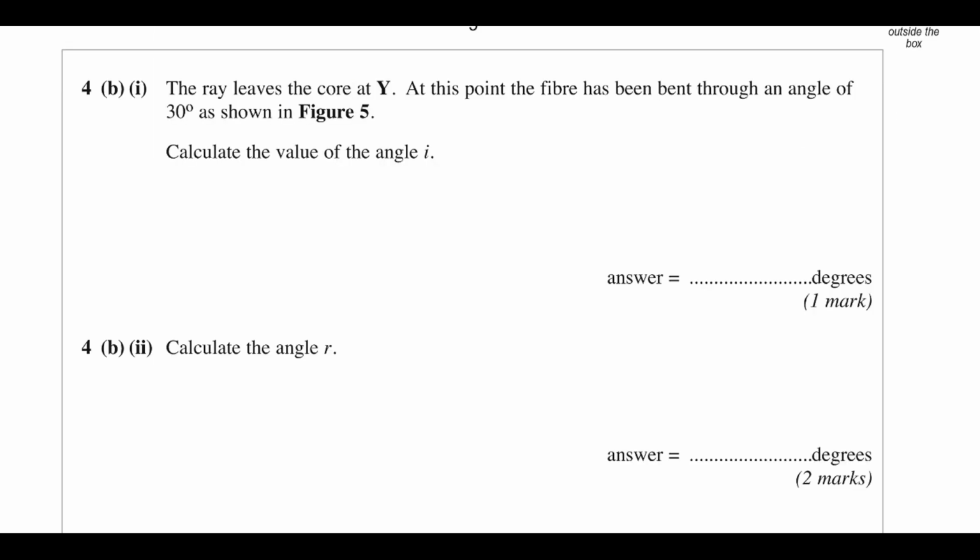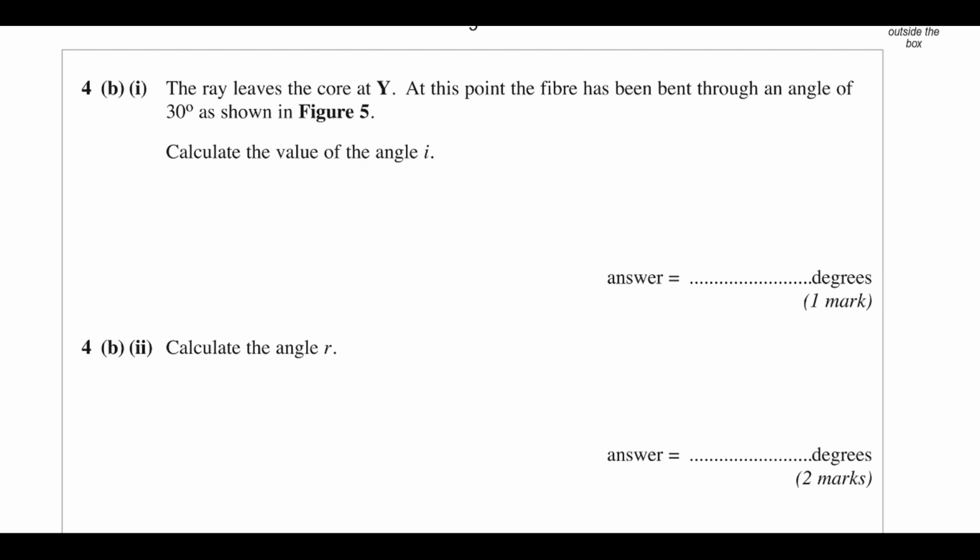Okay, so we've got the ray leaves the core at Y. At this point, the fibre has been bent through an angle of 30 degrees as shown. Calculate the value of the angle I. I'm just going to flip back so I can have a look at what it's talking about.